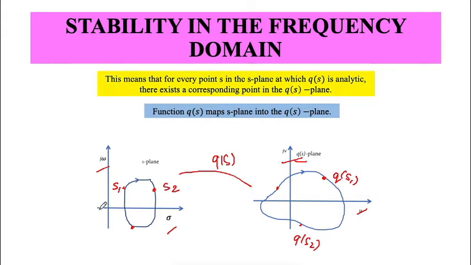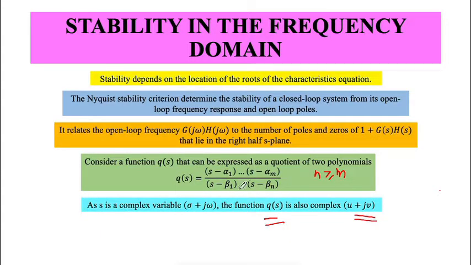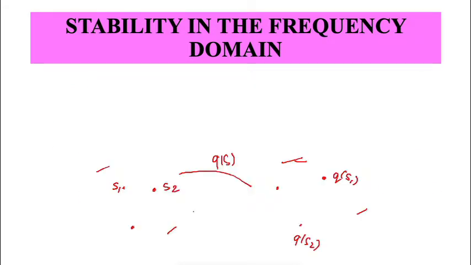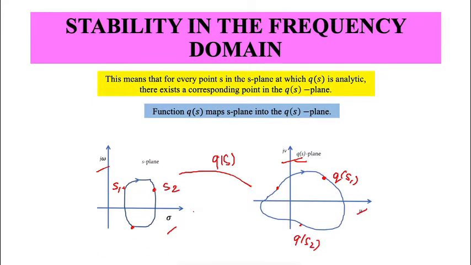This is nothing surprising, nothing new. We just avoid points like s equals beta 1 in that function where Q(s) may not exist. We will avoid points like s equals beta 1, or s equals beta n, or s equals alpha 1, because at those points Q(s) does not exist. So we avoid all those points, which we call singular points.